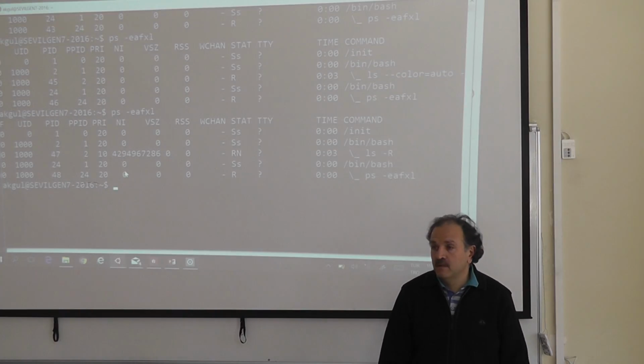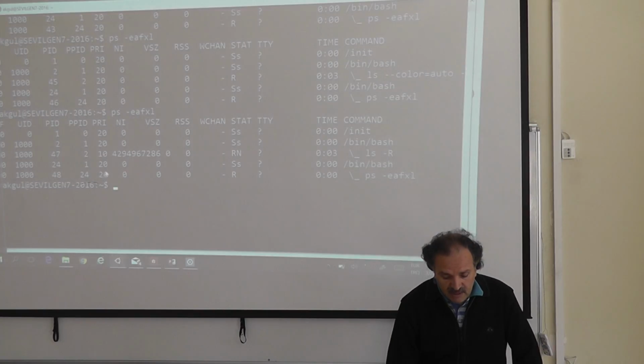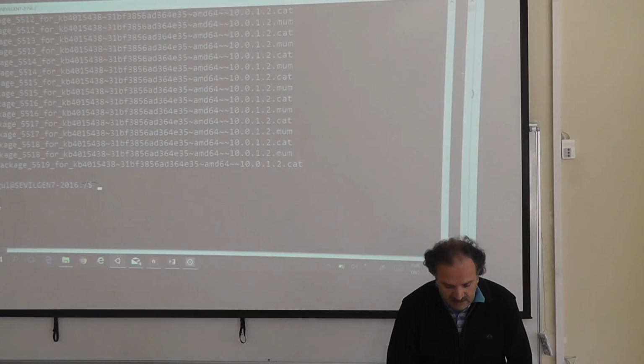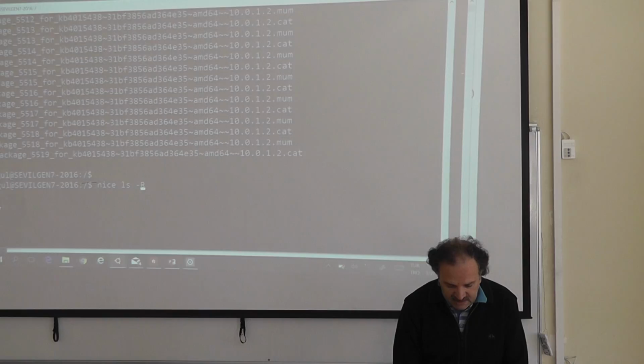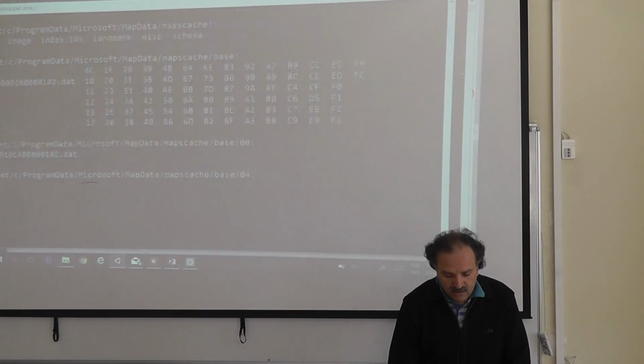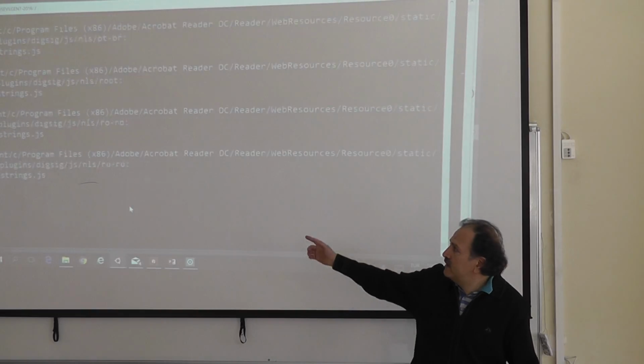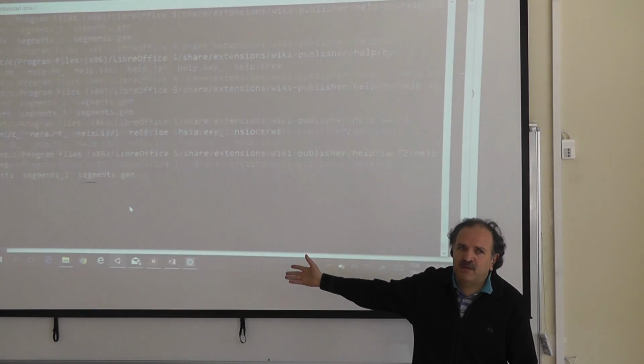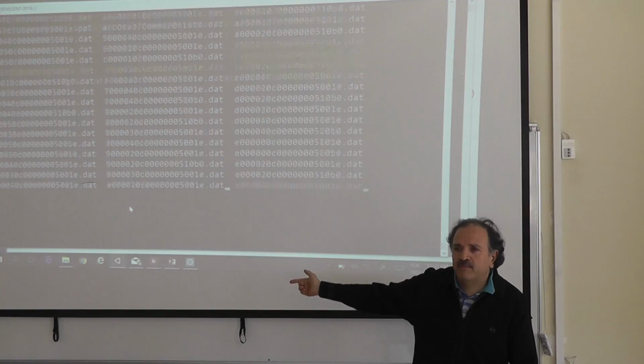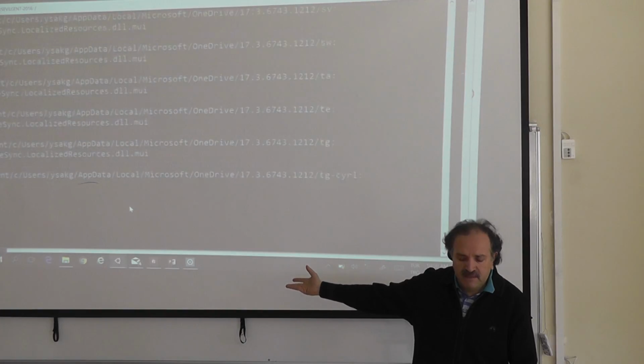So these are the priority numbers. But if I cut it, and if I do this twice, I want to be extra nice, okay? So the speed of ls doesn't change much, why? I lowered my priority, and it is still running there.